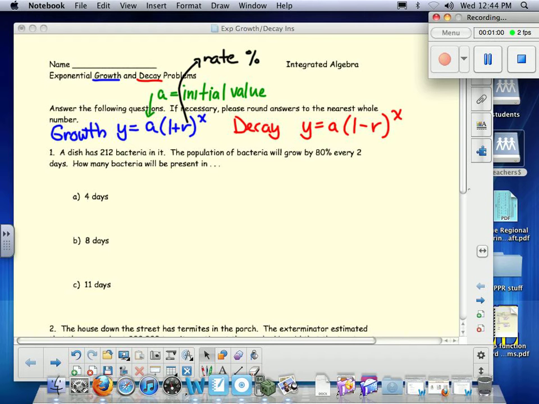A dish has 212 bacteria in it. The population of the bacteria is growing by 80% every 2 days. How many bacteria will be present in 4 days, 8 days, 11 days? First question, are we growing or decaying? Growing. We are growing.